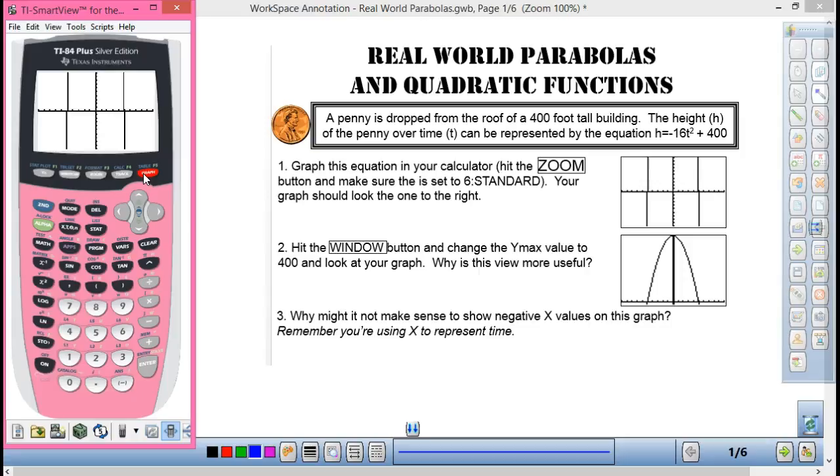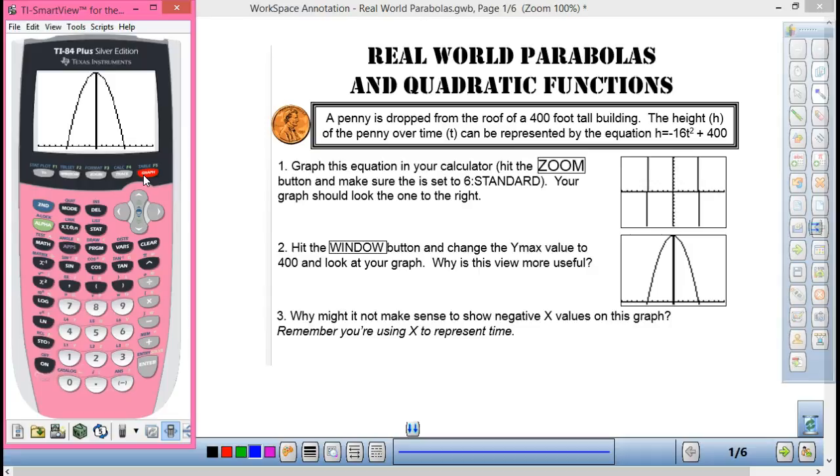Does it look like the picture? All right. Yes? Okay, so that is when it's set at a standard window. That's what it's going to look like. Okay? So now they want you to hit window. They're looking at number 2 right now. We're hitting window, and it says change the Y max. We're going to go down here to where it says Y max, and we're changing it to 400. Okay, and then we're going to look at our graph again. So hit graph.